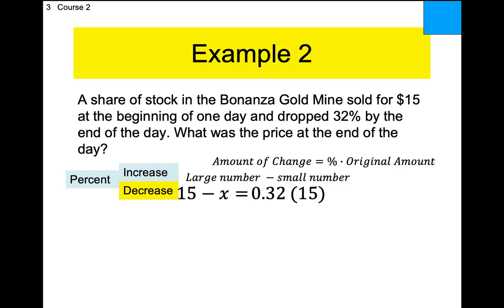What's the first thing we should do? Here's our equation. Solve for x. We could subtract 15 from both sides. We could do that. Is that the easiest thing to do? No. How about we do the multiplication first? So 0.32 times 15. This is a calculator job, absolutely. 4.8.